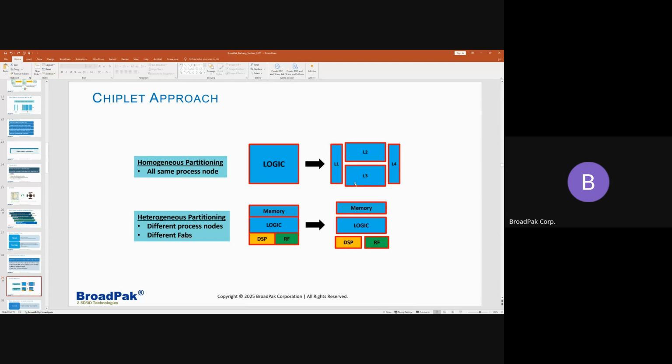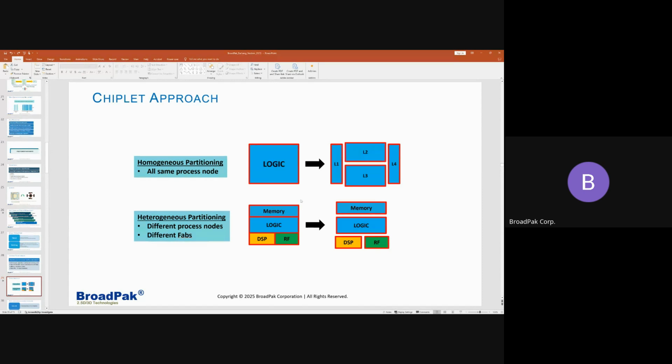For example, this is called the homogeneous partitioning. They're the same process node, and then this is how you partition it. However, the heterogeneous partitioning, as you can tell from the node, needs to be a different process node, and it could come from different fabs.